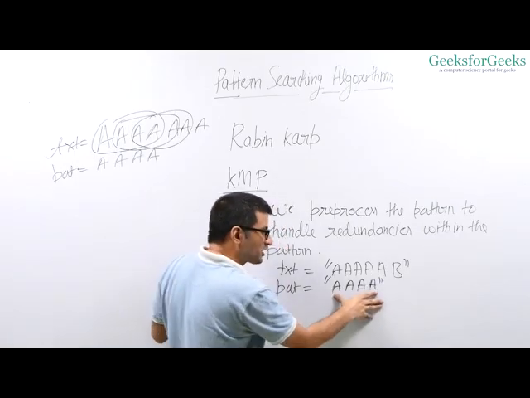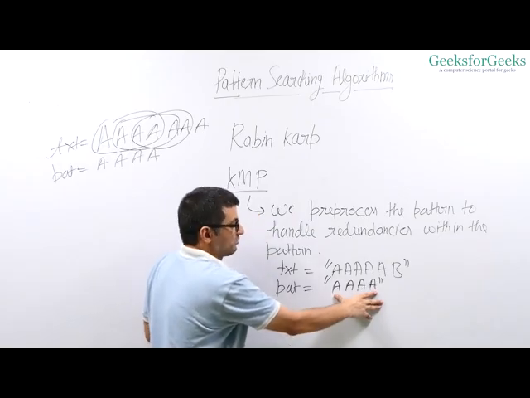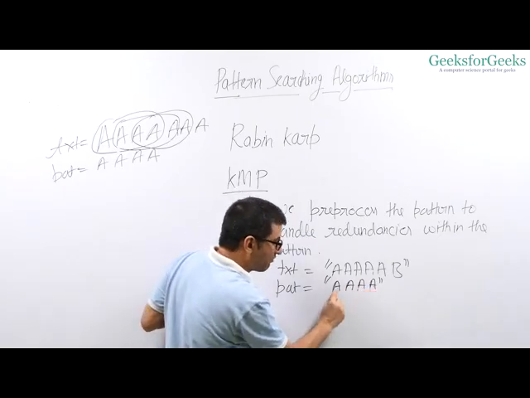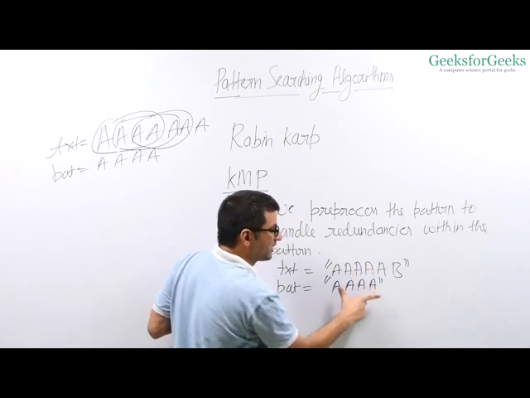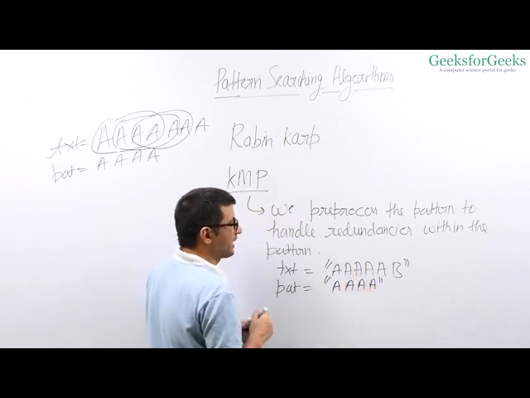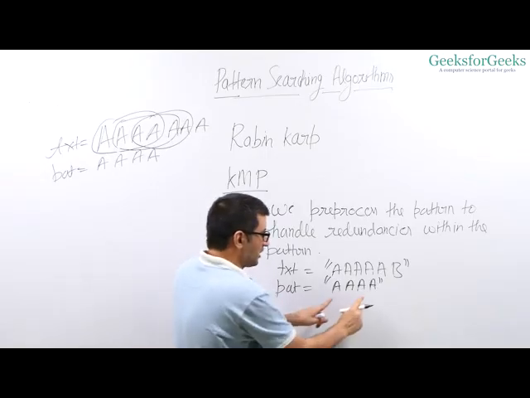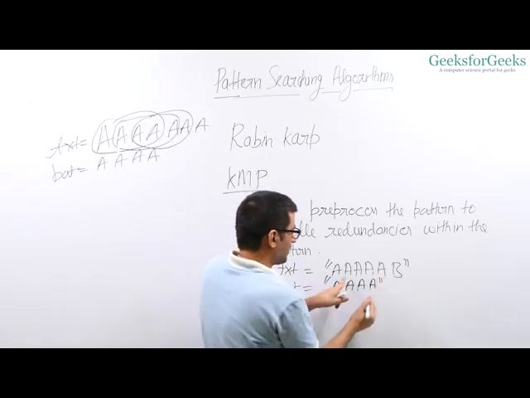Let's first process this example like the naive algorithm. What will we do in the naive algorithm? We'll match A with A, A with A, then this A with A, this A with A. On the match, we'll print 0. We found the pattern at index 0. Then we'll move the pattern to the next window.